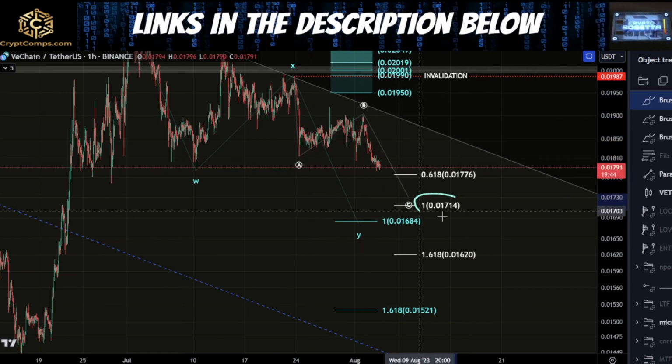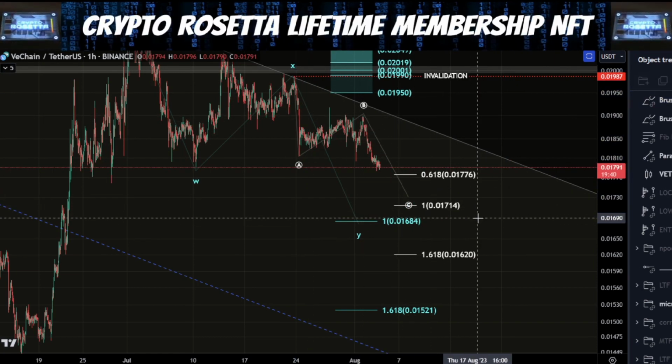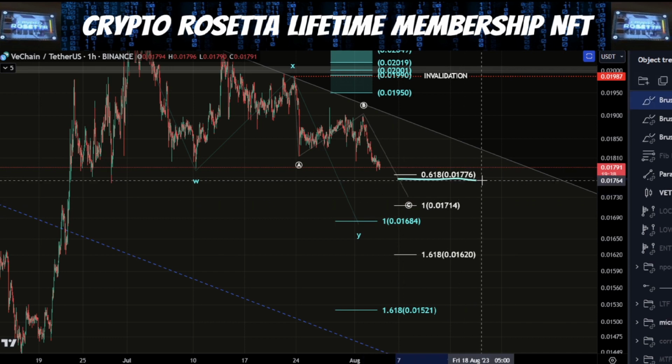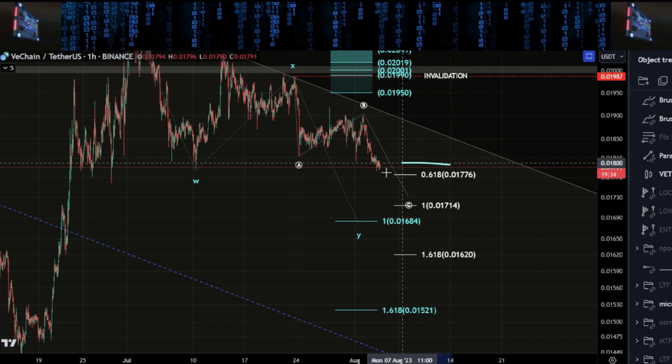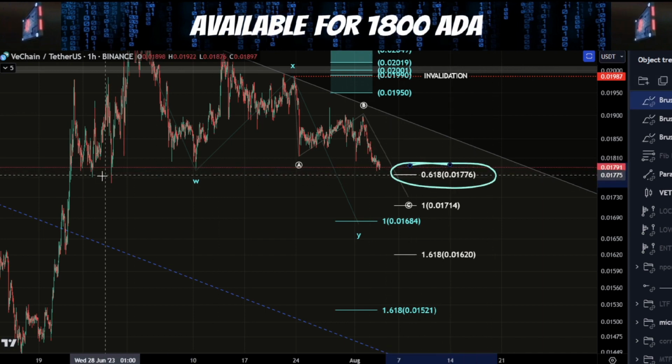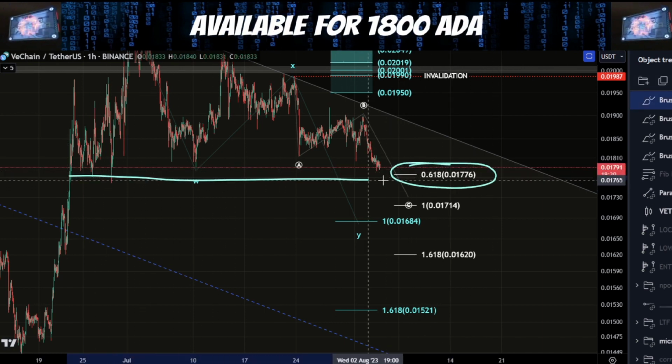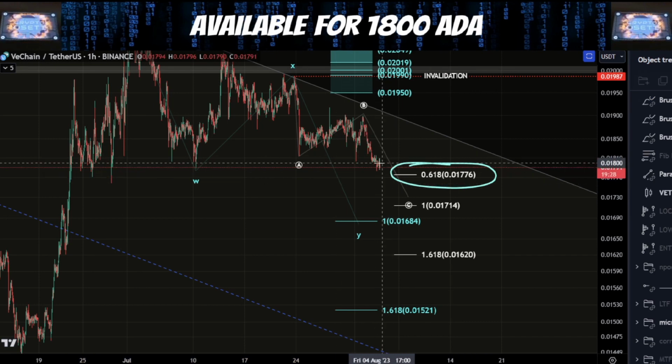downside here. 1-to-1 target is here at this 1714, and the minimum requirement is actually here at this 1776. So, going to be keeping an eye on this level of the 0.618 here, because this would be bringing us back into some of these lows over here. So, going to be keeping an eye on that idea.